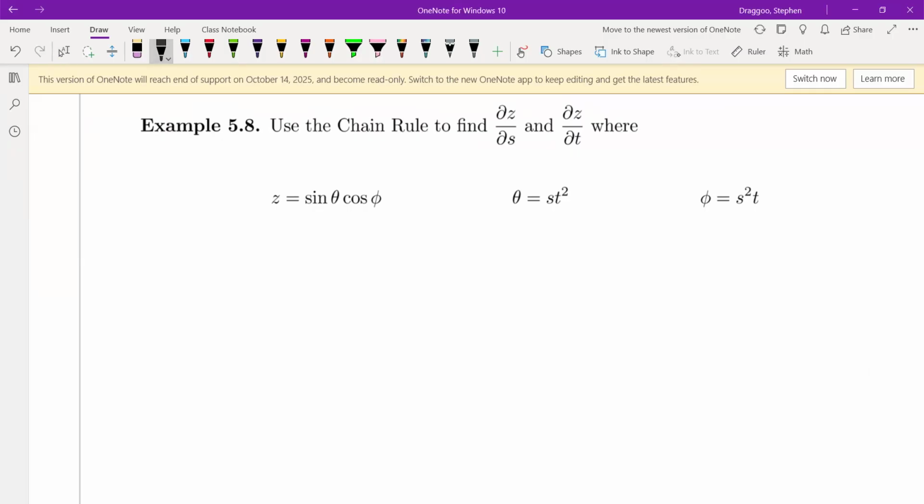So I will start by taking the derivative of z with respect to its two intermediate variables, right? I'm going to find z partial theta and z partial phi. Those are the two steps I need. So z partial theta looks to me like it'll be cosine theta times cosine phi.